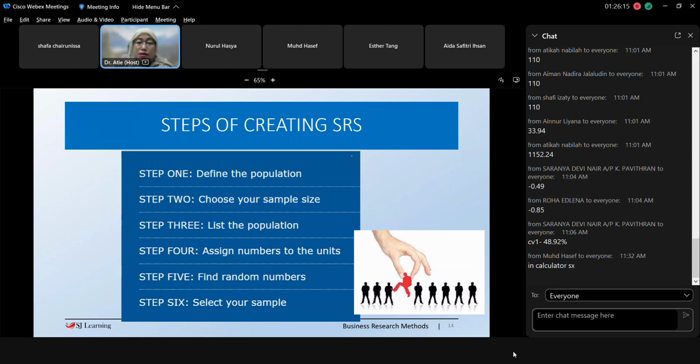Okay, for simple random sampling, you need to define your population, choose your sample size, and then list the population. So how do you determine the sample size? By using that table, Cohen, Morgan et al., and also you can use the ROSOF calculator.